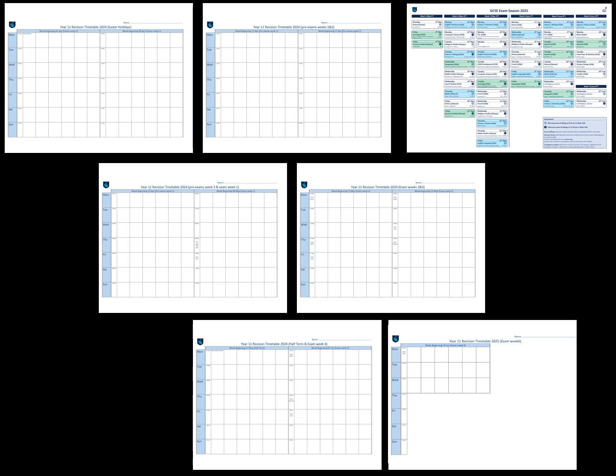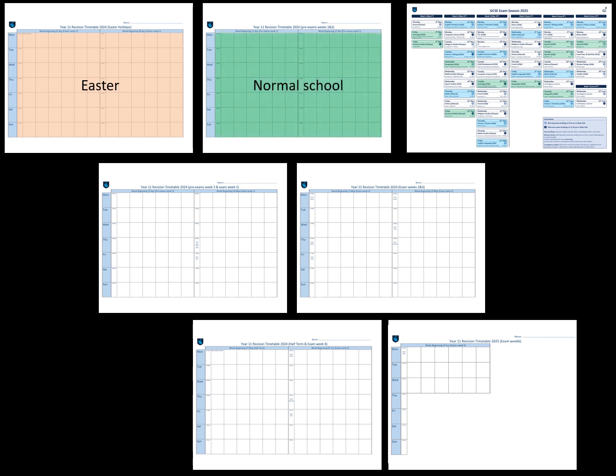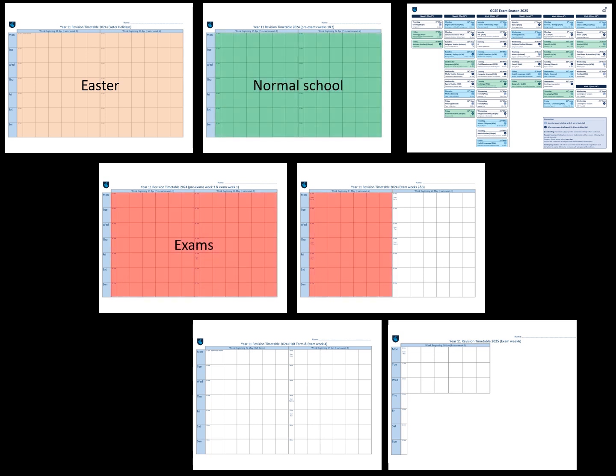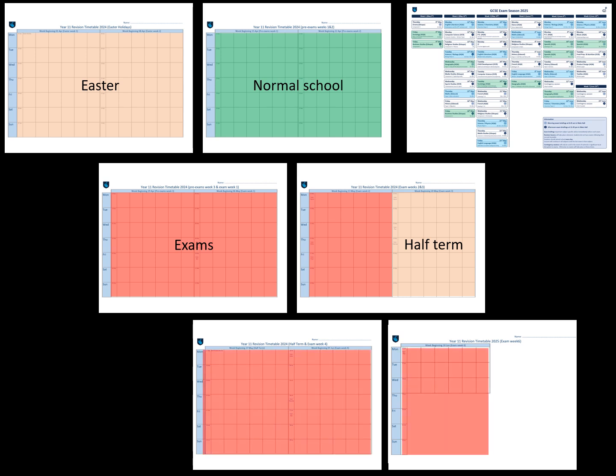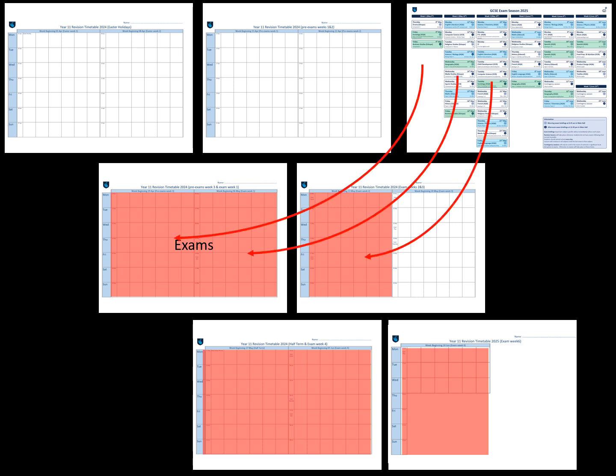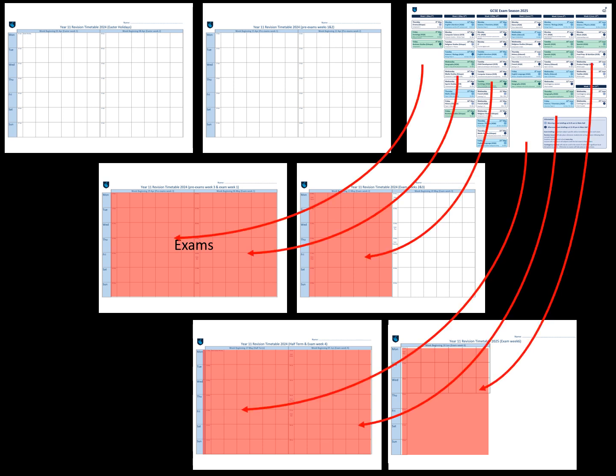The next stage has been to get them to add those exams to a revision timetable. We've given them sheets that start from Easter, and they've got spaces for every day. So we've got 2 weeks at Easter, 2 weeks of normal school. The exams start running in the third week back. They run for those 3 weeks, and then we have half term, and then we have 3 weeks after half term where there are exams, and we've got them to transfer their exams onto this timetable so they can see what days they have exams.